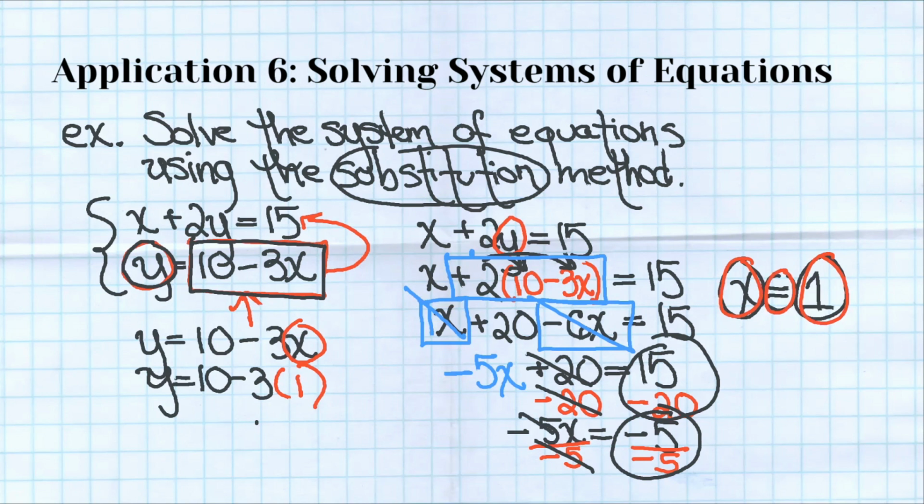And now, lazy girl that I am, I'm going to pick up my calculator again, plug this expression in. So 10 minus 3 times 1 is 7. So now I know that y is 7. And now I have the solution to this system of equations because I know what both the values are. x is 1, y is 7.